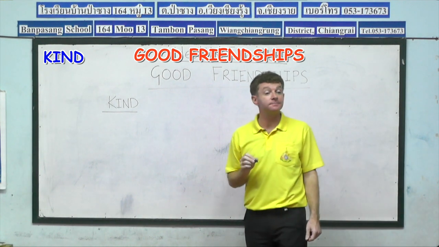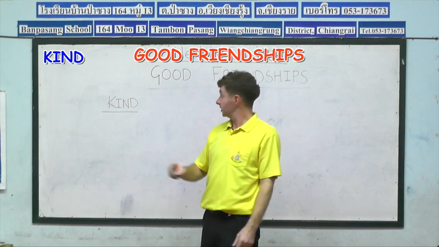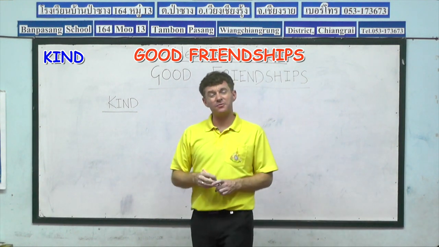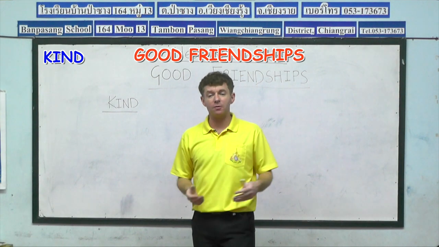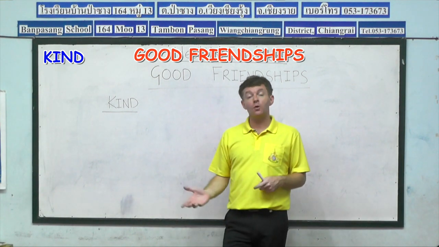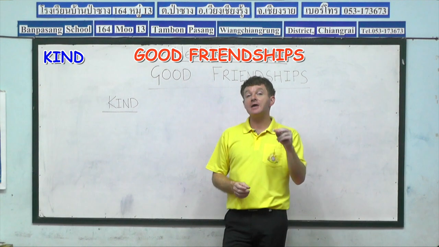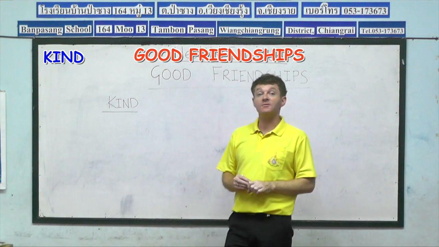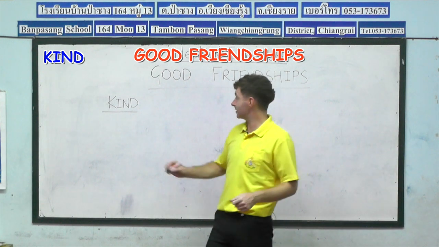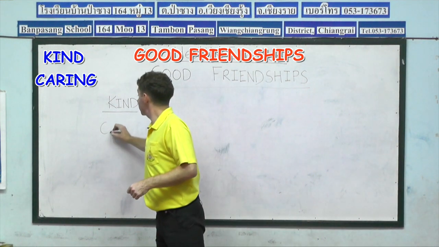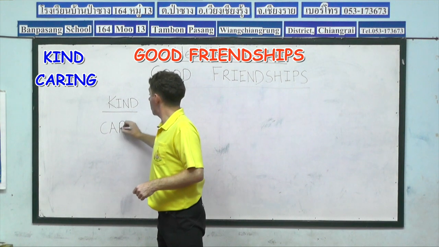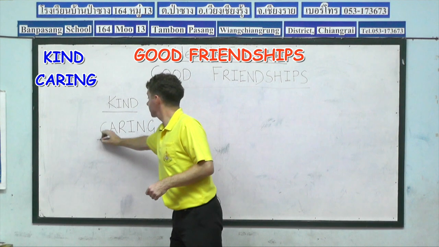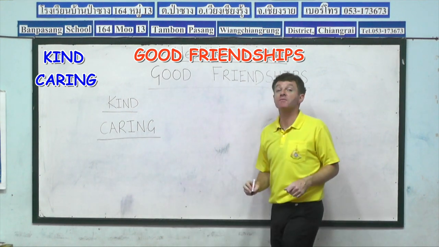So kind is a very good start, guys, but there were a few more. Any ideas? Caring, yes. We've got kind. Kind is something to be all of the time. But sometimes our friends might not be feeling good. They might be sick or they might be sad. And they are the times when we need to care for them. So one of the important qualities of good friendships, caring. C-A-R-I-N-G. Kind and caring. Very good.